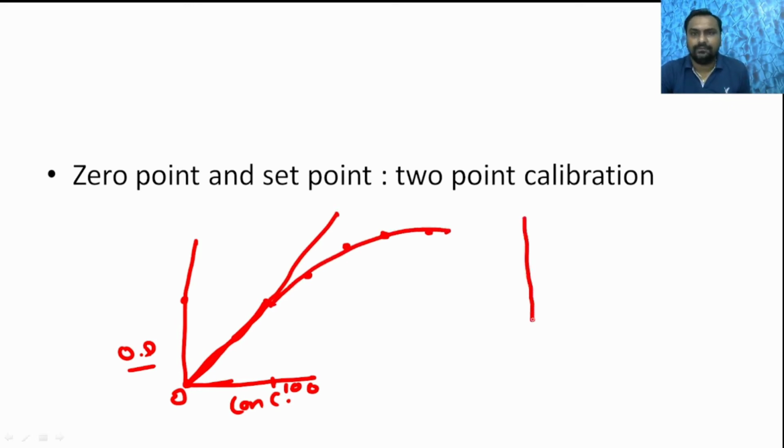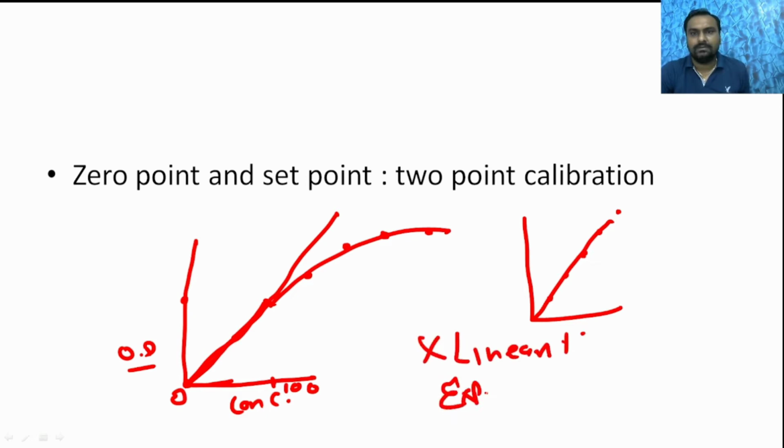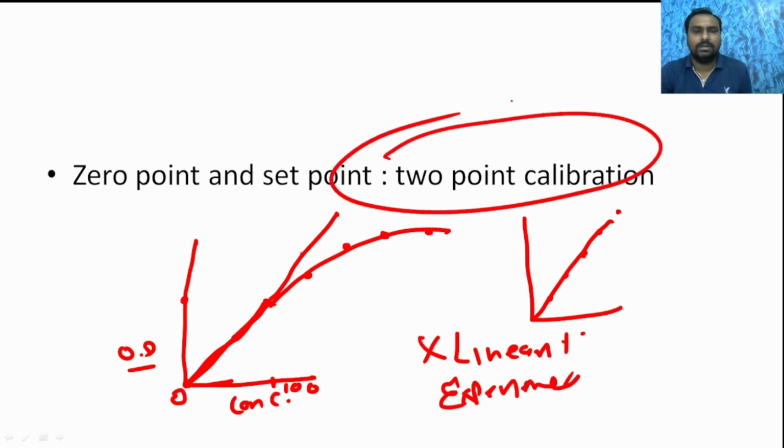So if we are using 5 to 6 point calibration, then you don't need a linearity experiment. This linearity experiment is required when you are using a 2 point calibration.